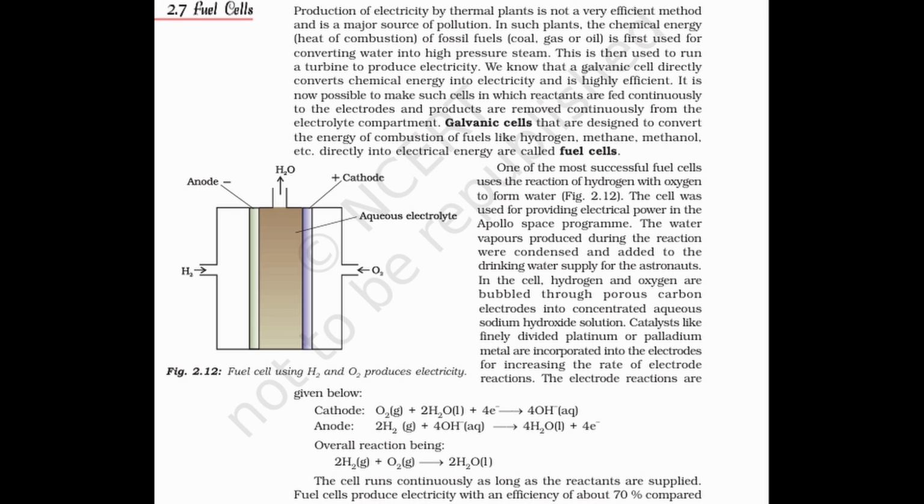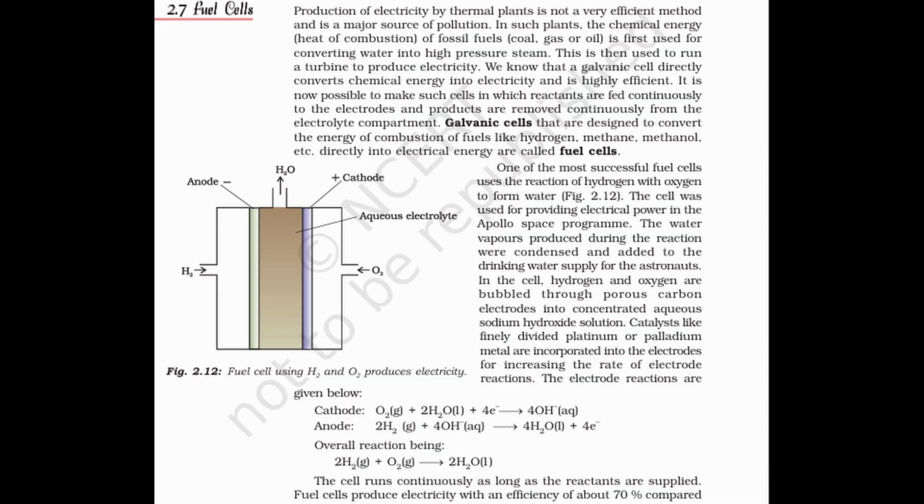Conventional thermal power plants are not very efficient and are a major source of pollution. In these plants, the chemical energy released from burning fossil fuels is first converted into heat, then into mechanical energy by turbines, and finally into electrical energy. Each step leads to energy loss.